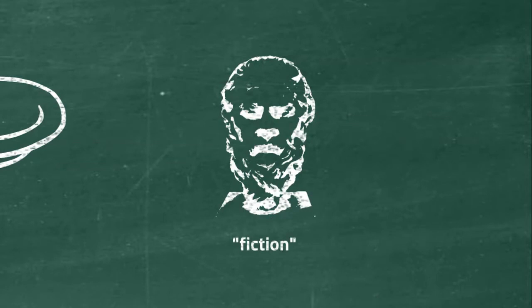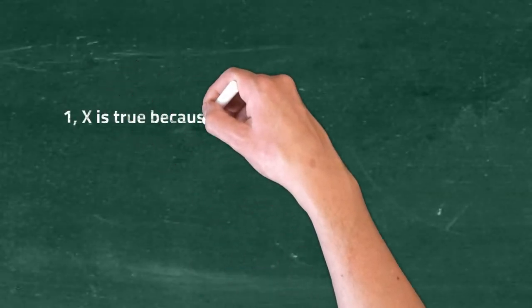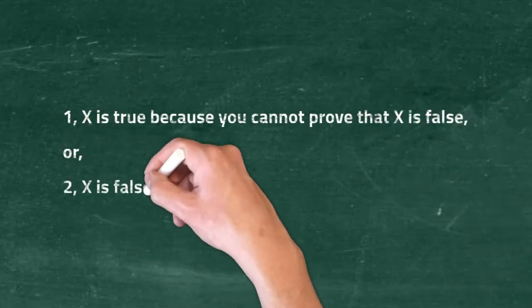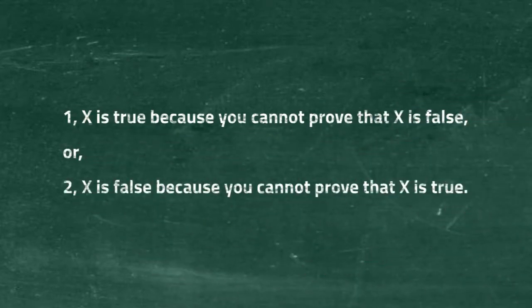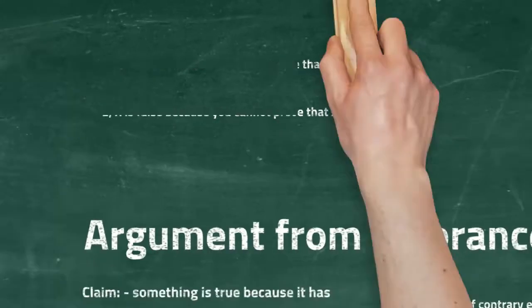Arguments from ignorance take one of these forms. 1. X is true because you cannot prove that X is false. Or, 2. X is false because you cannot prove that X is true.